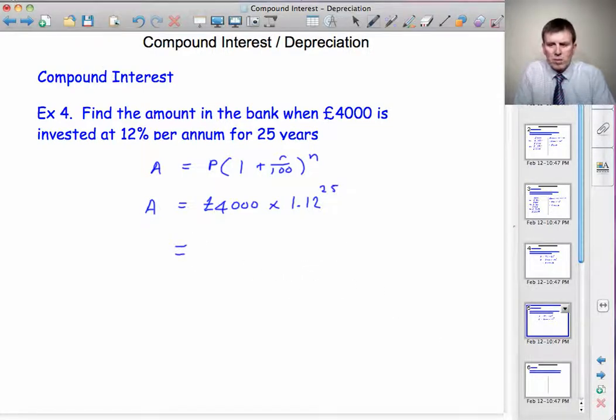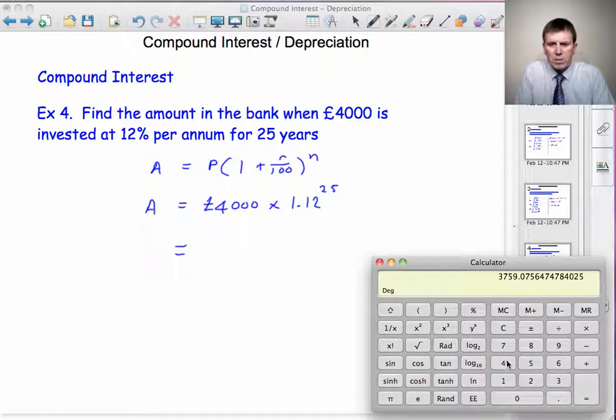What does that give us? 4,000 multiplied by 1.12 to the power 25 equals 68,026 pence.